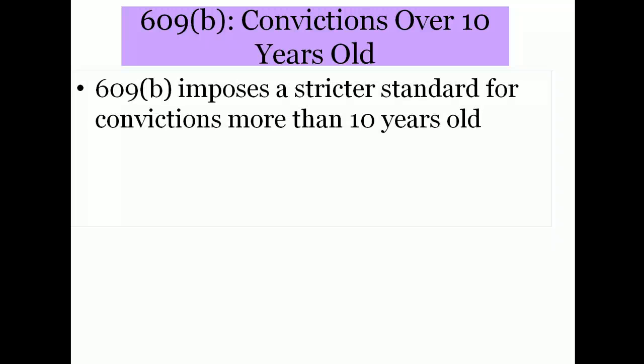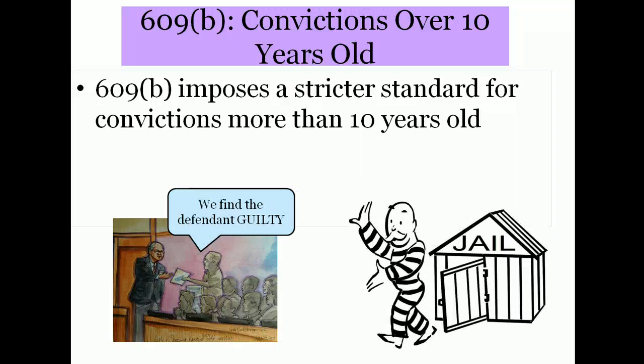Finally, I want to say a couple of things about Rule 609(b), which governs convictions over 10 years old. Rule 609(b) imposes a stricter standard for convictions that are over 10 years old. The concern is that these convictions no longer show us much about a witness's credibility, and so they are much harder to admit. The key issue is how to measure the age of the conviction. Do we do it from the date of conviction or from the date that the defendant was released?